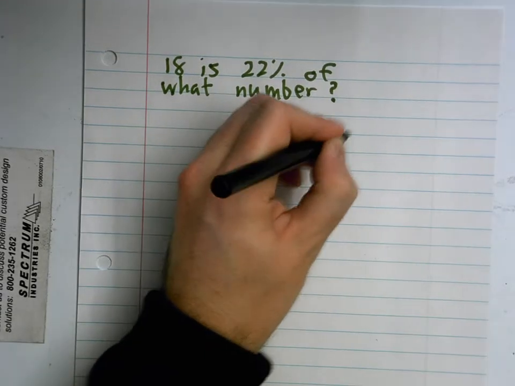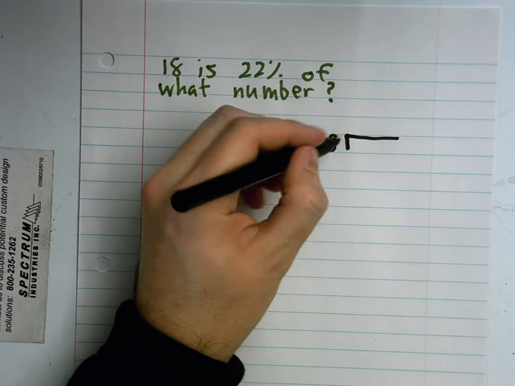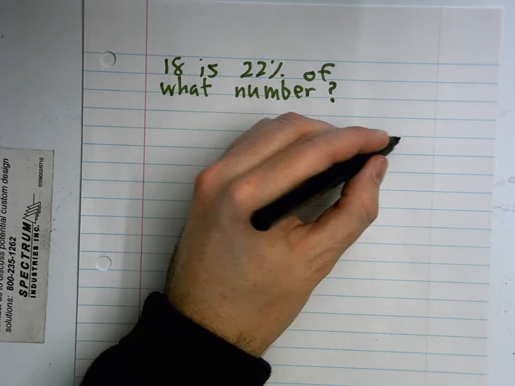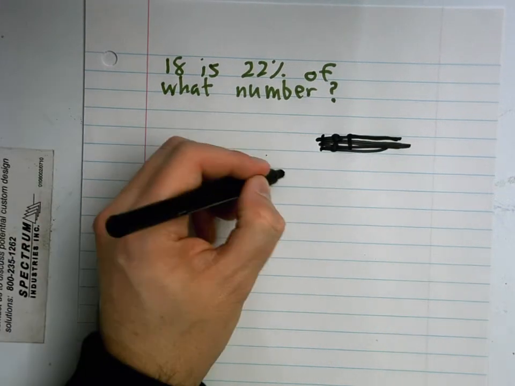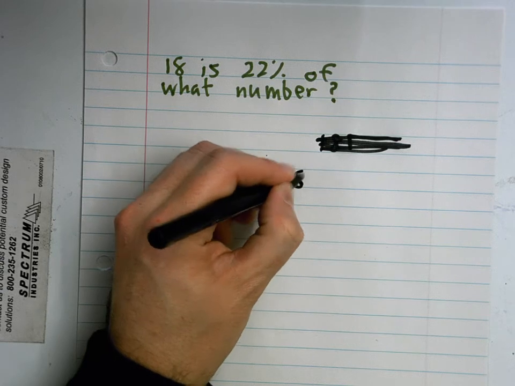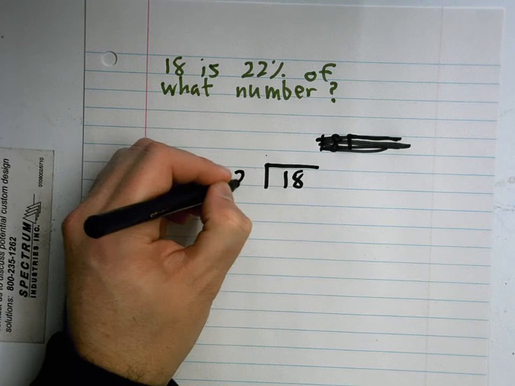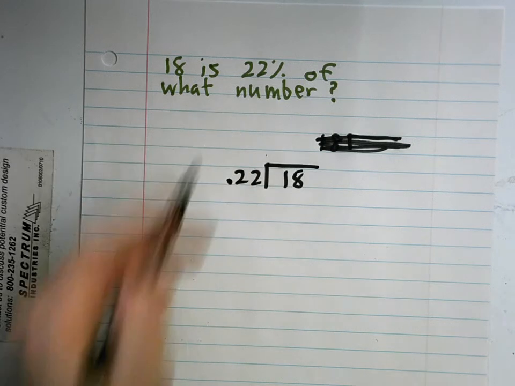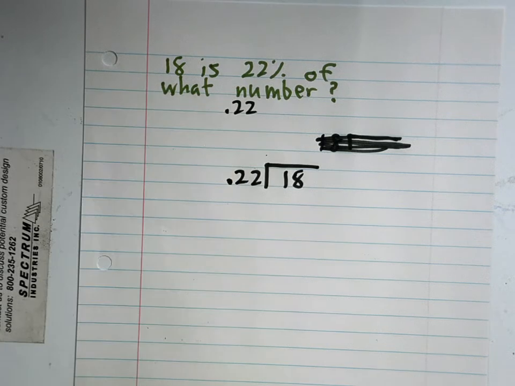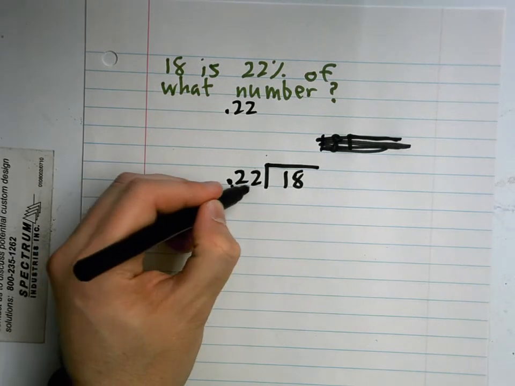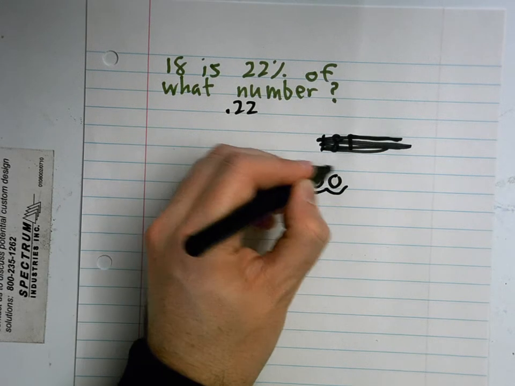18 divided by, oops, sorry, that's wrong. I wrote my problem the wrong way. So let's get rid of that one. Ugh, even teachers make mistakes. You guys know that by now. 18 divided by 0.22, because that, what's that decimal? 0.22. And then I move the decimal over 1, 2. I put my zeros down and move it over 1, 2.